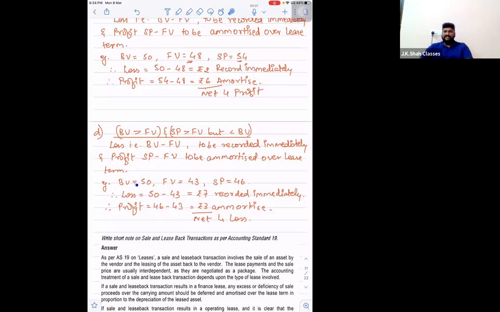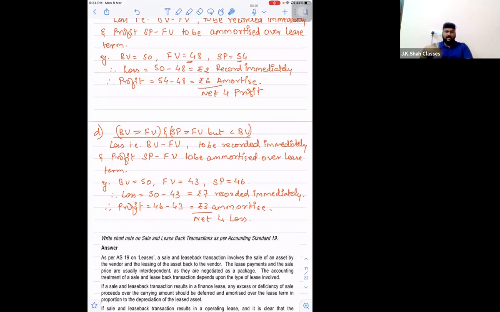Book value of the asset is 50 rupees. Fair value is 43, and we sold at 46. Now, please understand, an asset worth 50 is sold at 46. So, can I say there should be a net loss of 4 rupees?